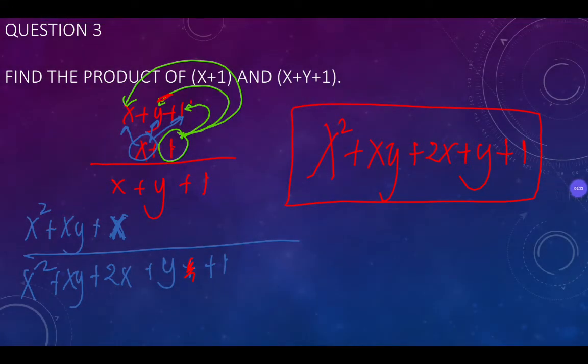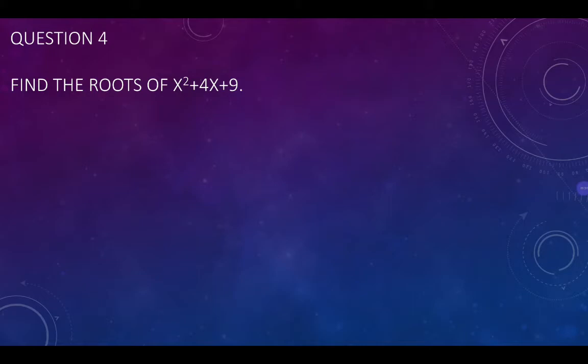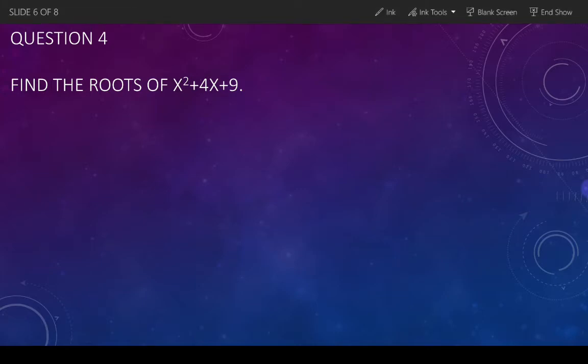Okay, next question. We have question number 4. Find the roots of x squared plus 4x plus 9. So we are going to use the quadratic formula. Positive, negative, square root of b squared minus 4ac all over 2a. So we're going to get the values of a, b, and c. So ang values ng a, b, and c natin, makukuha natin dun sa given. So yung a natin, yun yung numerical coefficient of the quadratic term, the numerical coefficient ng x squared, which is 1.